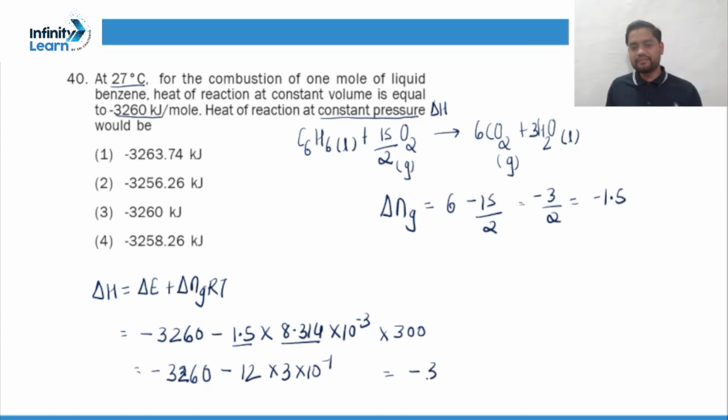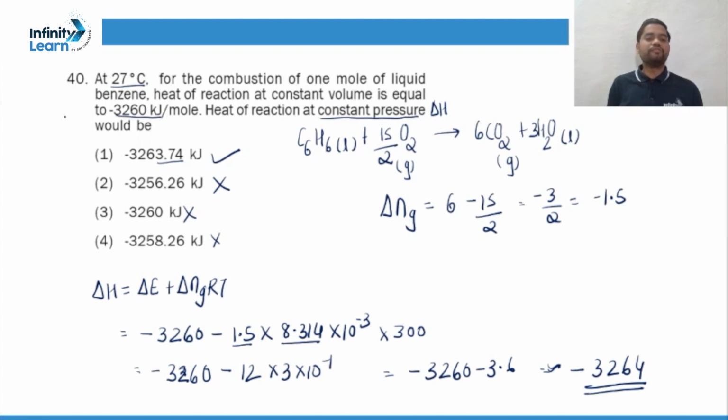So that is minus 3260 minus 3.6. If I take it as roughly 4, it is 3264. The answer has to be minus 3264, approximately. So 3264, approximately, this can be the answer. 325 is not the right answer. So yes, 40, option number 1 will be the right answer.